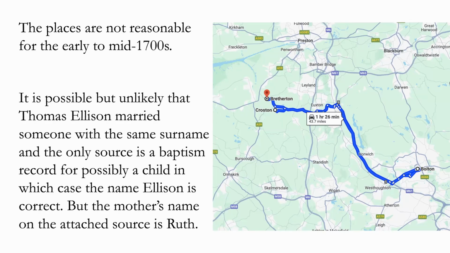Okay. There we go. So, summarize. It is possible but unlikely that Thomas Ellison married someone with the same surname. And the only source is a baptism record for possibly a child, in which case the name Ellison is correct. But the mother's name on the attached source is Ruth. So we have it wrongly listed, and it was right on one of the sources that's already attached to these people. So somebody didn't even bother to look at the sources when they entered the information in. Okay, so that's why it's annoying.